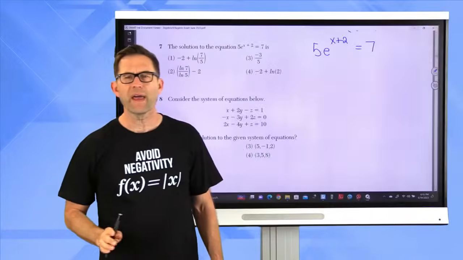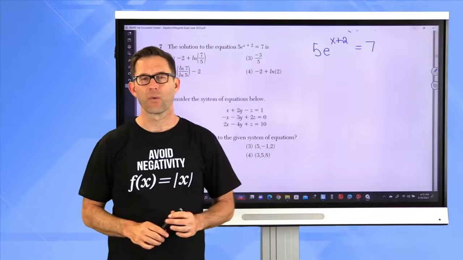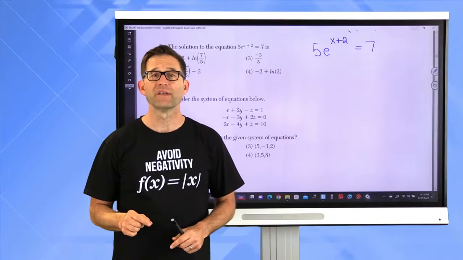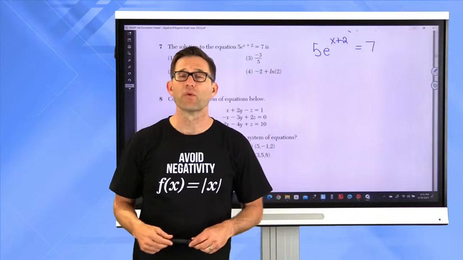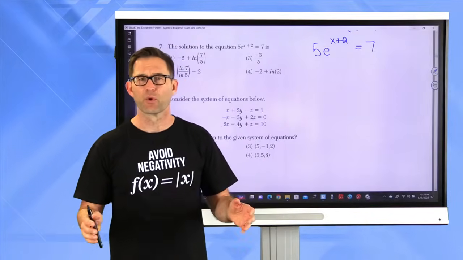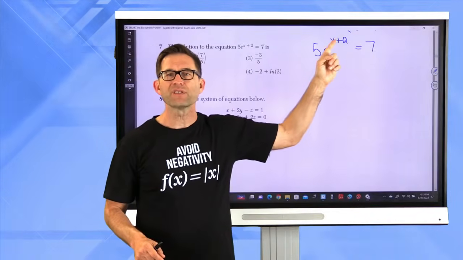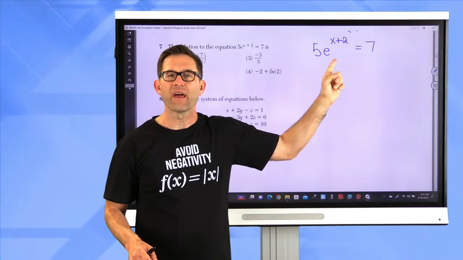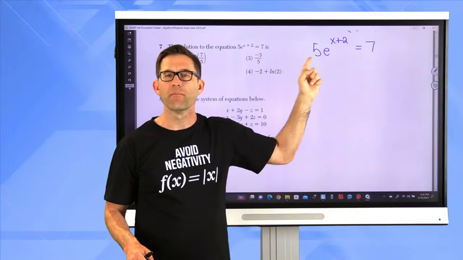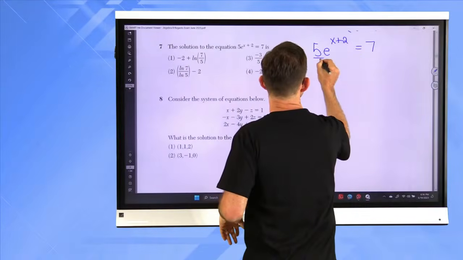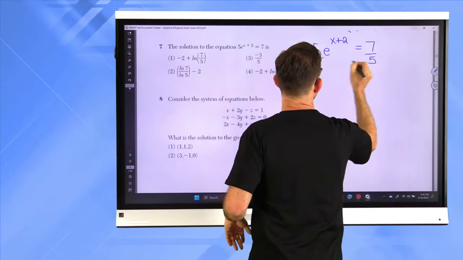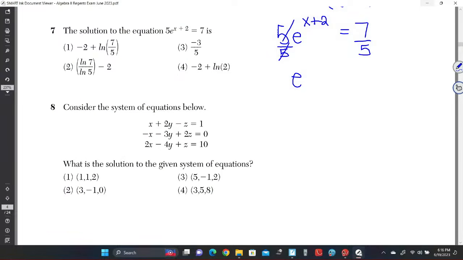Now, as always, when x shows up once and only once in an equation, I want to solve for x by simply applying inverses in the opposite order in which the original operations were done to x. In other words, first I added 2 to x, then I exponentiated the result, and then I multiplied by 5. So to undo that, the first thing I'm going to do is divide both sides by 5. All right, that's going to give me e to the x plus 2 is equal to 7/5.